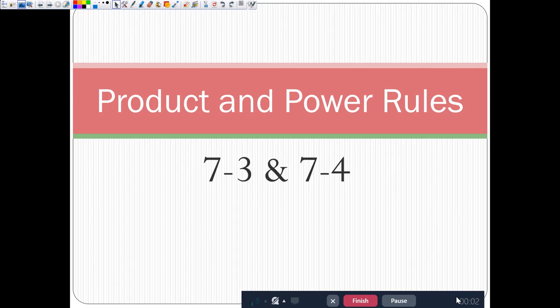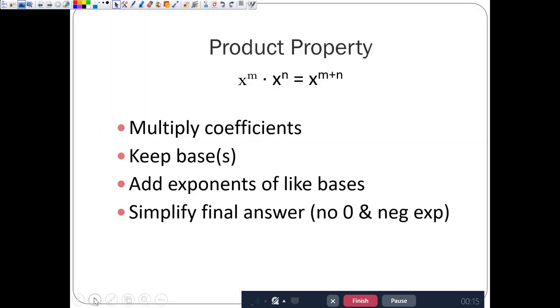Today we are going to be learning about the product and power rules so that we can rewrite expressions in their simplest form. So the product property is when you multiply two numbers or variables with the same base, you add the exponents, basically.